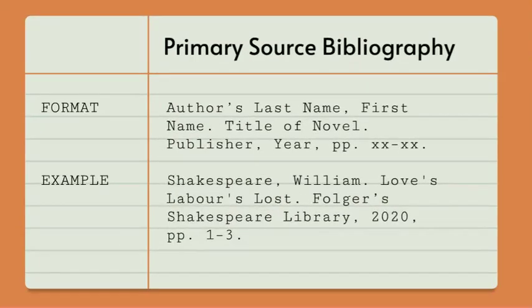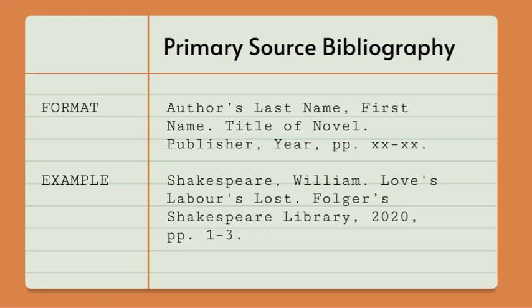All right, so primary source bibliography. When listing fiction on your works cited page, follow this format. That would be author's last name, first name, title of novel, publisher, year, and the pages. If it's one page, it's just a single p period and then the page number. But if it's more than one page, it's pp. and then the page numbers. That's just how it is.